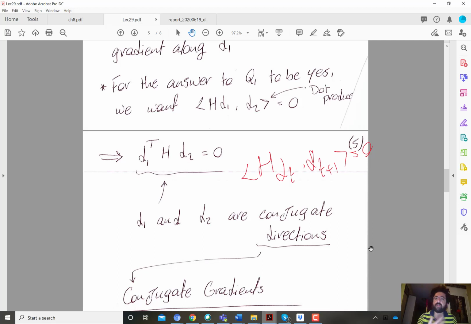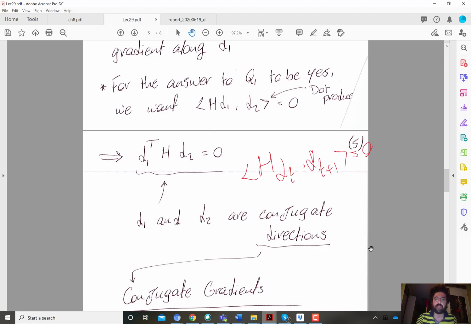And what defines the change of the gradient is the Hessian. What defines the change of the gradient along Dt is basically the projection of the Hessian along Dt, right? So you want that to be 0, right? If you have this, then D1 and D2 are conjugate gradients, and you get the guarantee that if the function is quadratic, then k iterations, where k is the dimension of the parameter space, would be sufficient for finding the optimal solution, right?